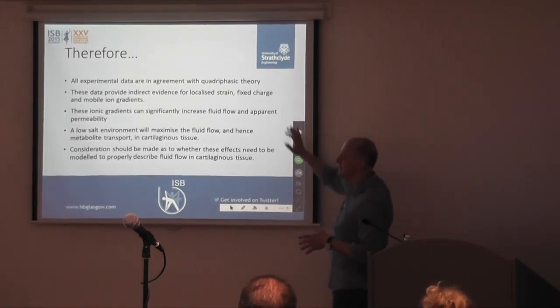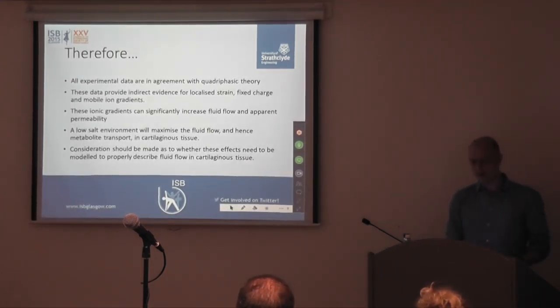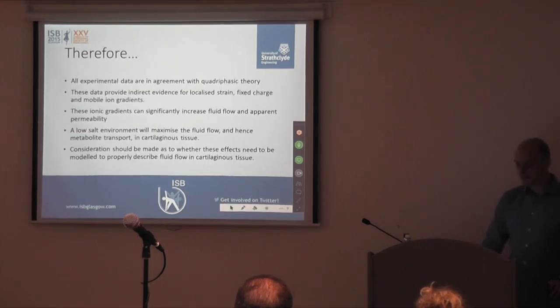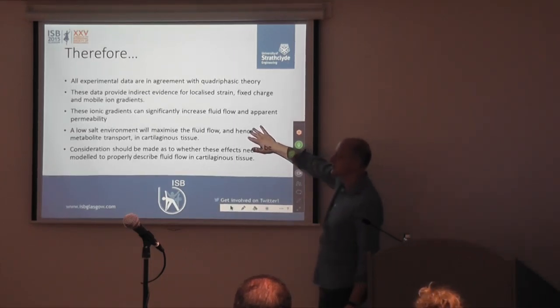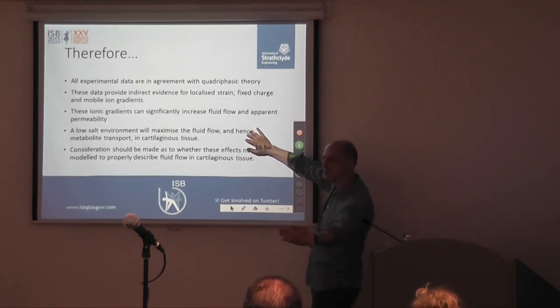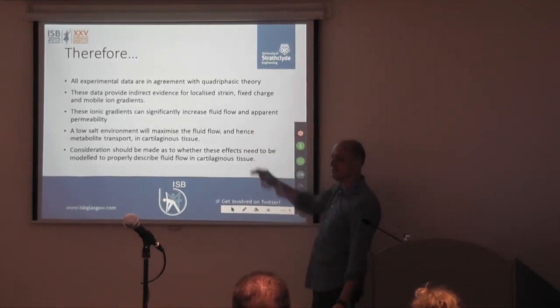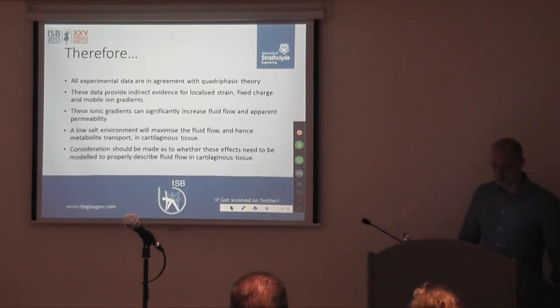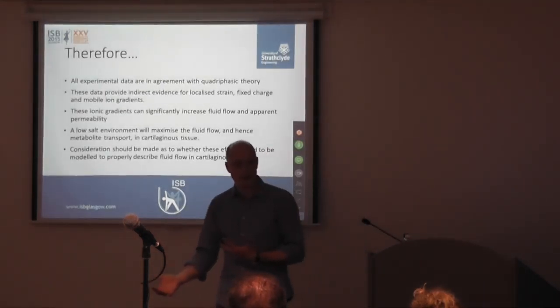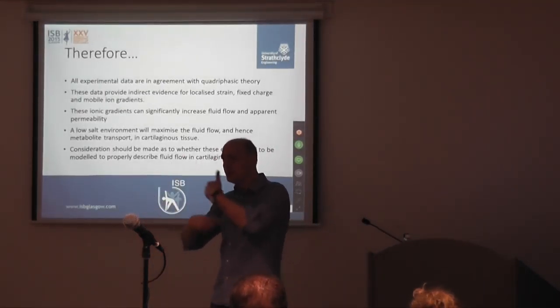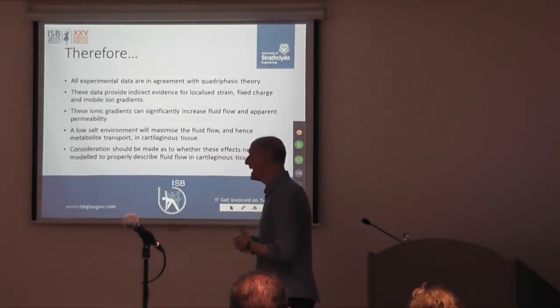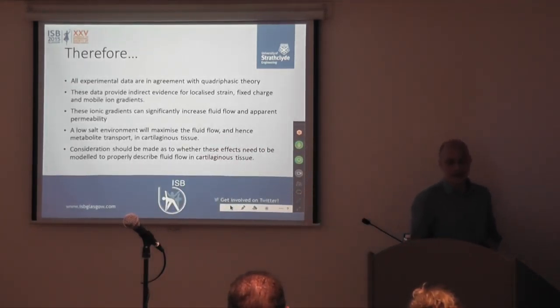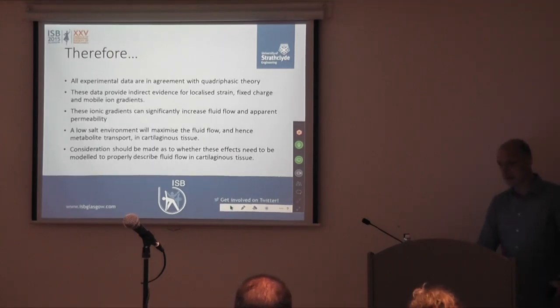And these ionic gradients can significantly increase fluid flow. So the nice thing is that a low salt environment, such as the body, maximizes the fluid flow in the tissue, which is a nice point. So if you are involved in fluid flow in tissue and mechanobiological studies and you want to work out how much fluid flow your cells need, then you should really think about these more complicated models, triphasic and quadriphasic theories.